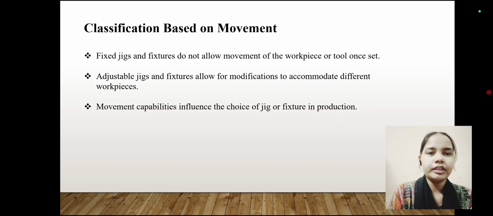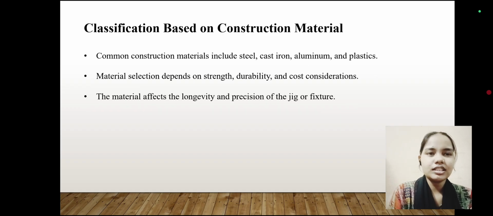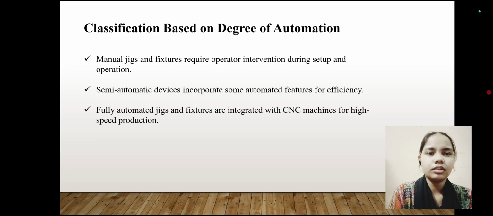Classification based on movements. Fixed jigs and fixtures do not allow movement of the workpiece or tool once set. Adjustable jigs and fixtures allow for modification to accommodate different workpieces. Movement capabilities influence the choice of jigs or fixtures in production. Classification based on construction material. Common construction materials include steel, cast iron, aluminum, and plastic. Material selection depends on strength, durability, and cost consideration. The material affects the longevity and precision of the jig or fixture.